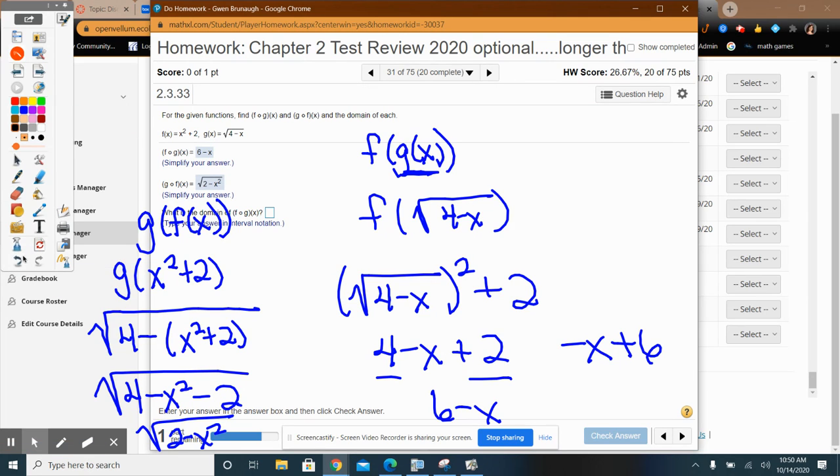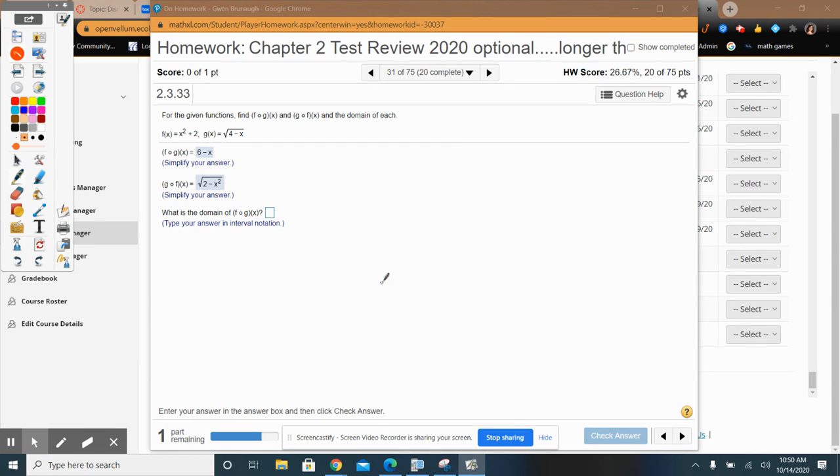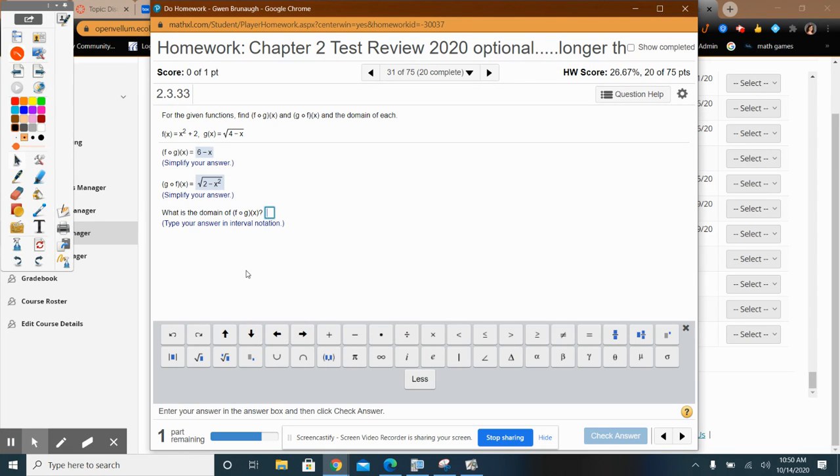Okay, so what is the domain? Let's clear this out here. Of f of g. That was the top one. And what can I plug in? There's no problem here, right? 6 minus x, just a line. So that's negative infinity, positive infinity.